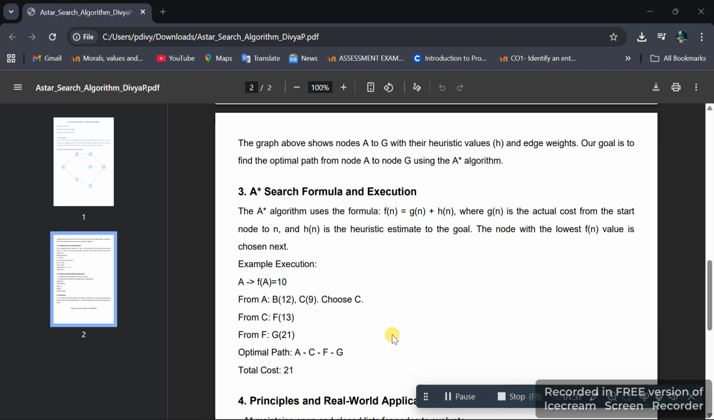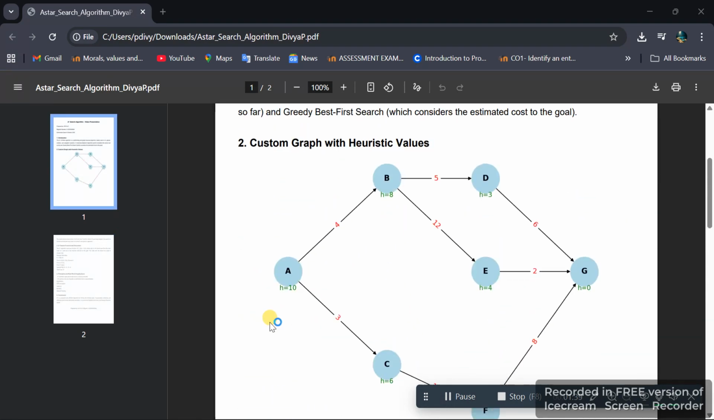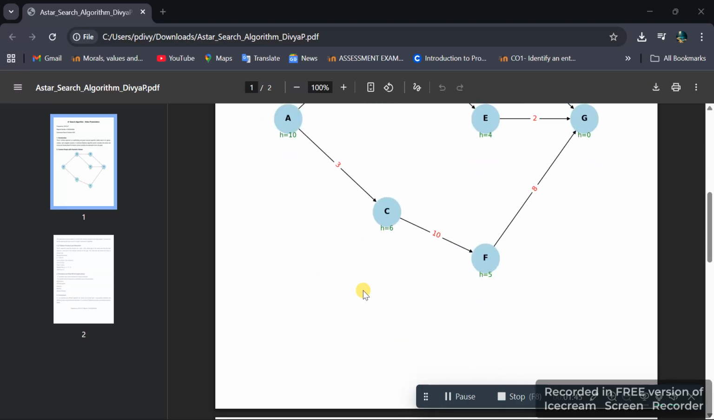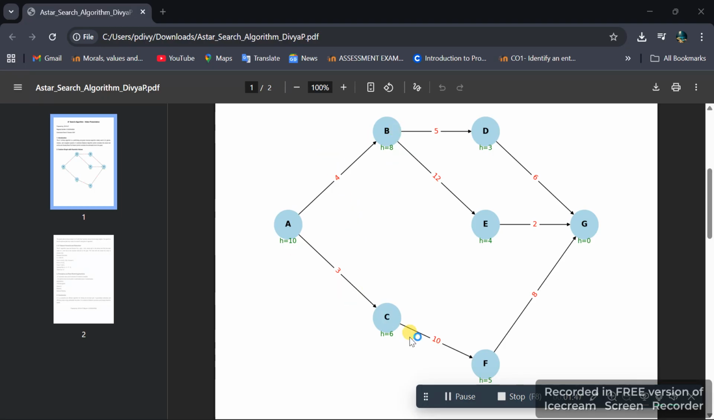So let's go step by step. We start from node A, with the total cost f(A) = 0 + 10 = 10. From A we can go to B or C.